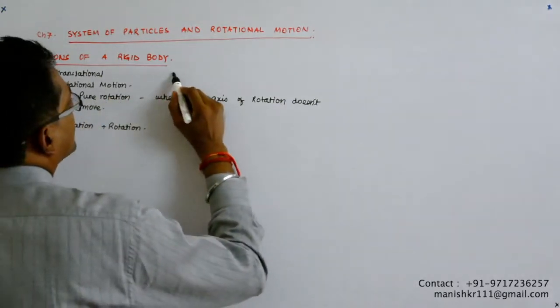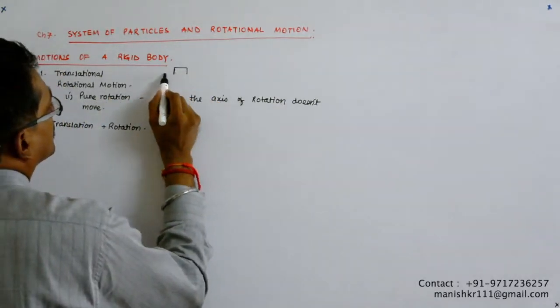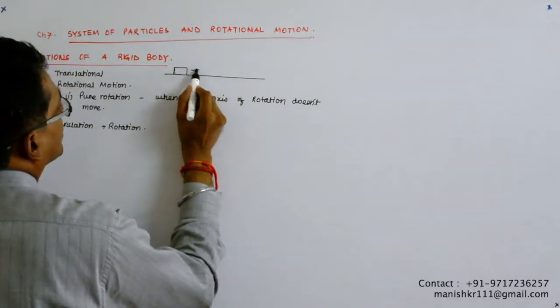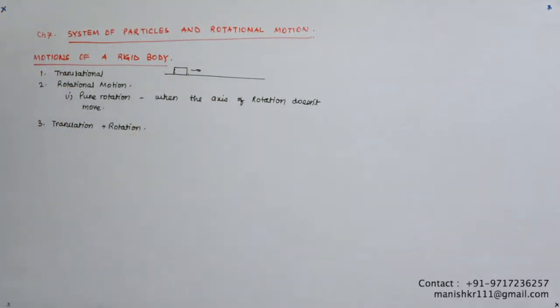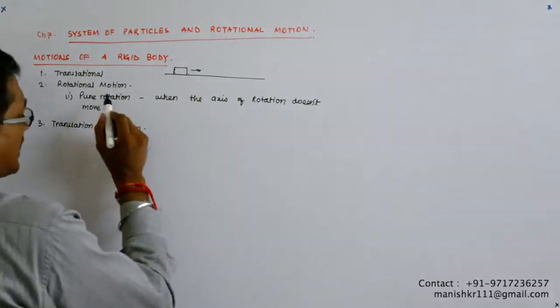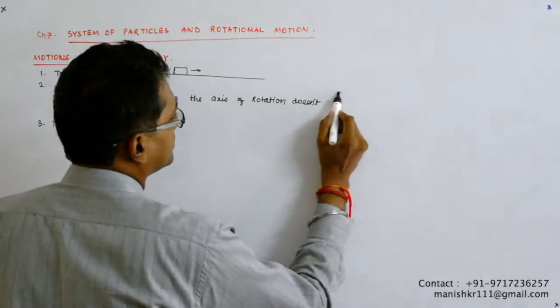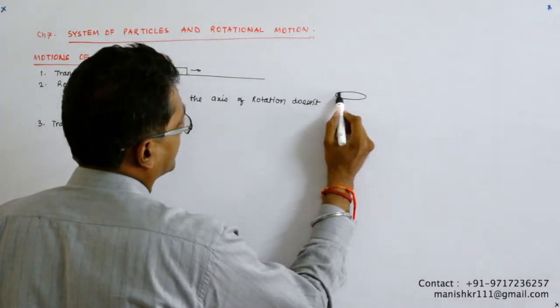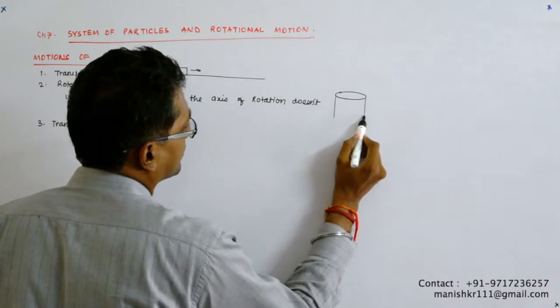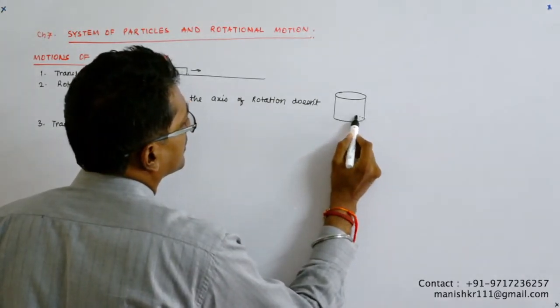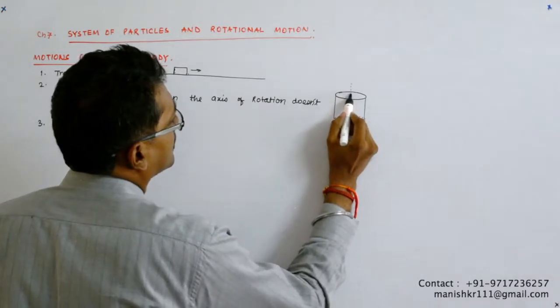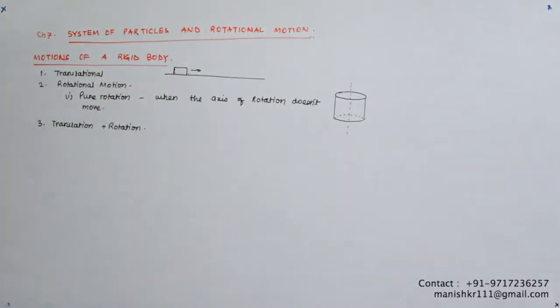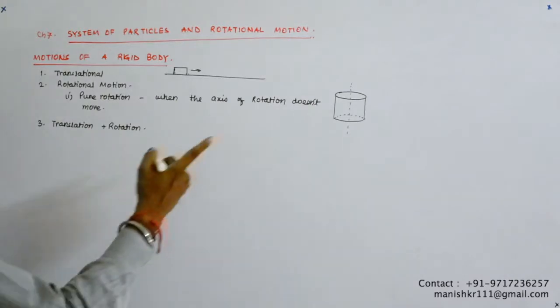Now let us see what is a translational motion. This block, this is going like that. This is a pure translation. Wheel of a car? What, wheel of a car? No, it's not pure translation. Translation plus rotation. Now rotational. Say I have a cylinder, and this is rotating about this line. This is fixed. So this is pure rotation.